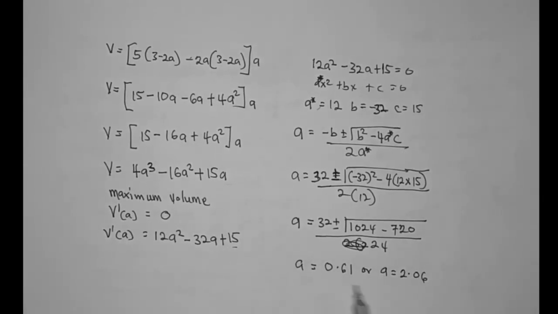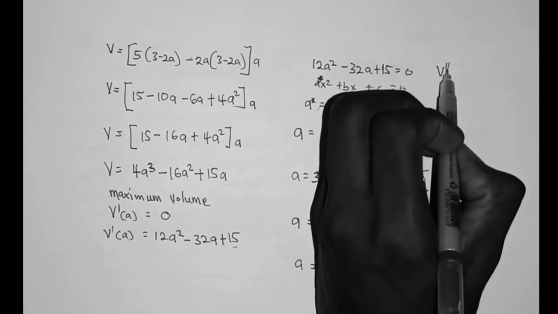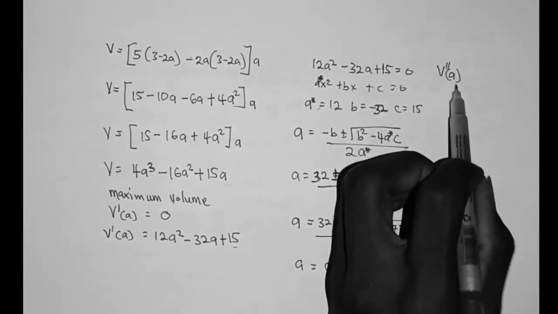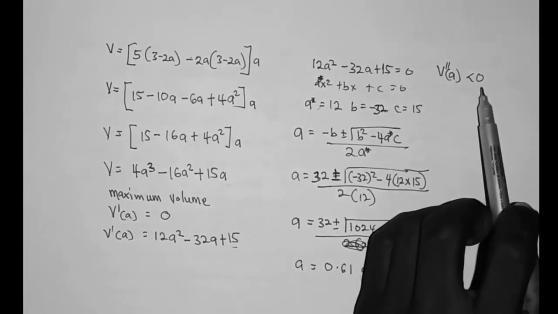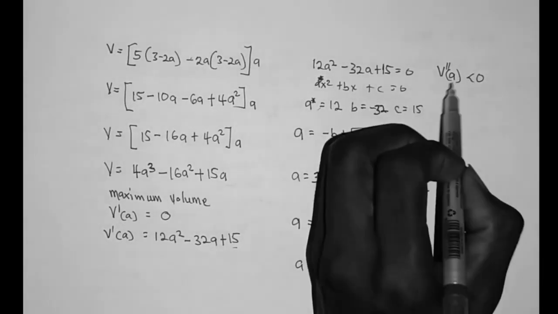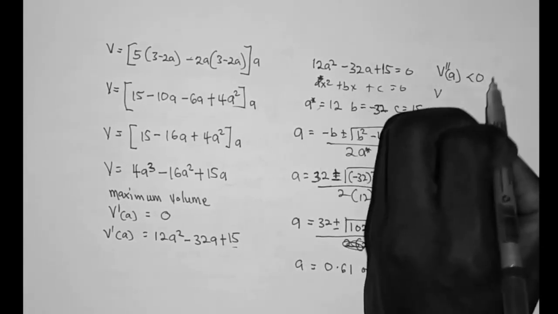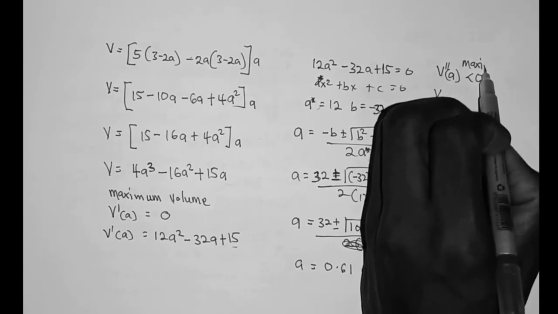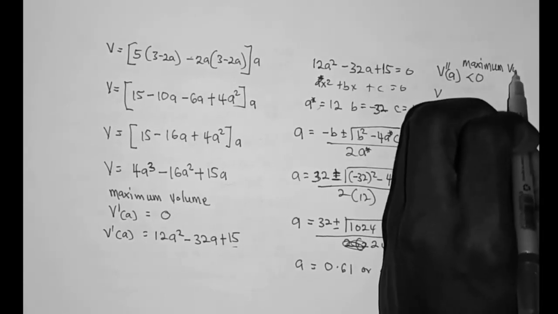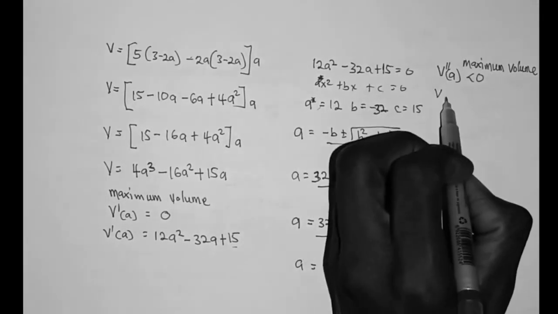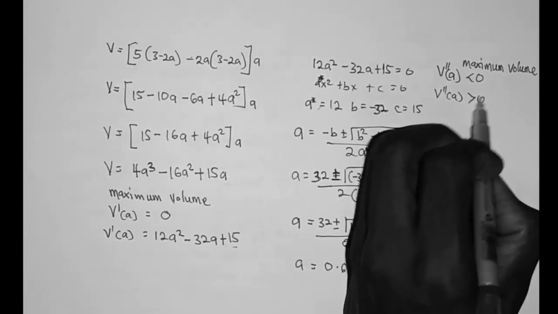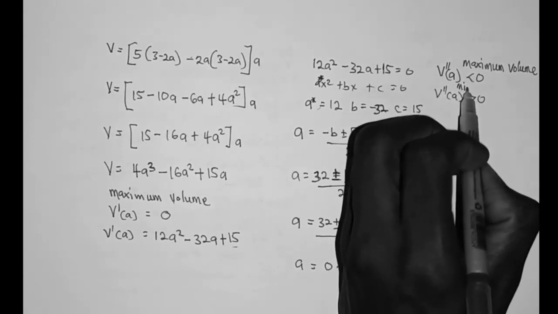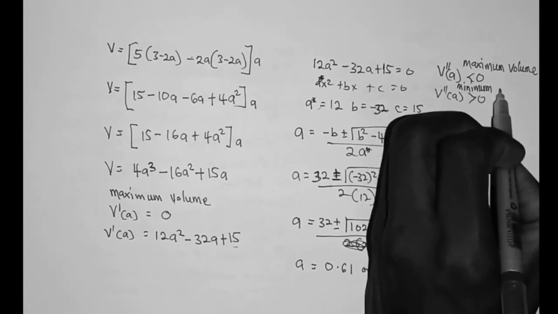2.06. Of these values of a, which will give us the maximum volume? We will not be able to tell until we find the second derivative of V, which is V double prime of a. And we know that if V double prime of a is less than 0, that one will give us the maximum volume. And if V double prime of a is greater than 0, we will have the minimum volume occurring at that point.